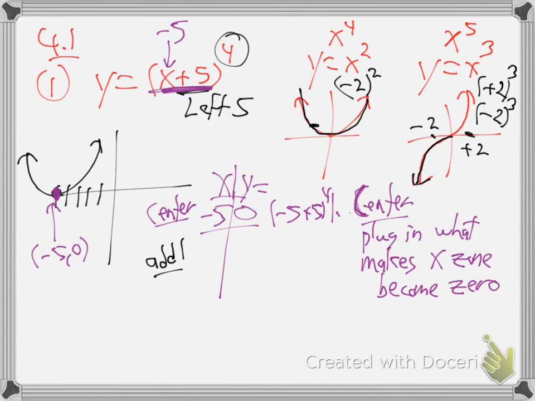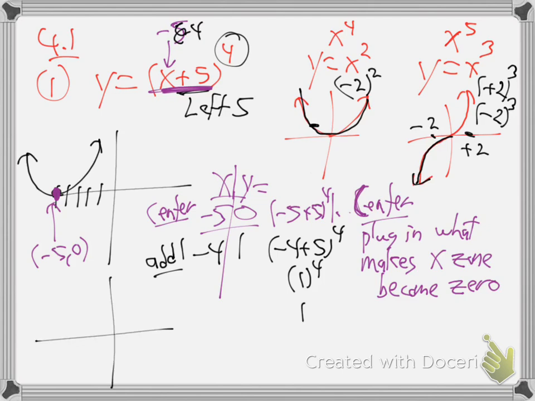So how do you find? Just add 1. So if I take -5 and I add 1, be -4, and then just plug that in. So right here, I'm going to plug in -4 now. So -4 plus 5 to the 4th. What is y going to equal? What's that? 1 to the 4th, just 1. So that means back 4, up 1. So if I was graphing this, I would go, okay, back 5 is my center dot, and then back 4, up 1, there's my other dot.